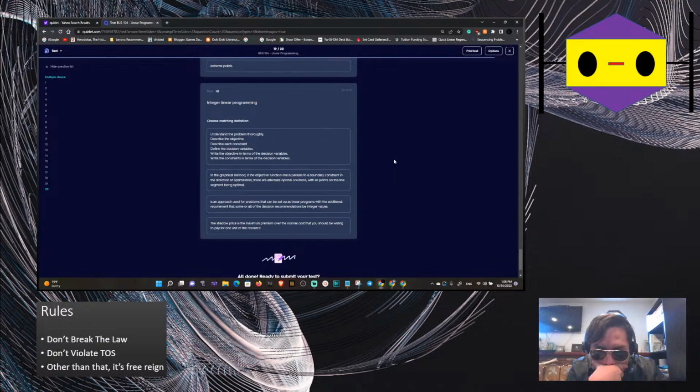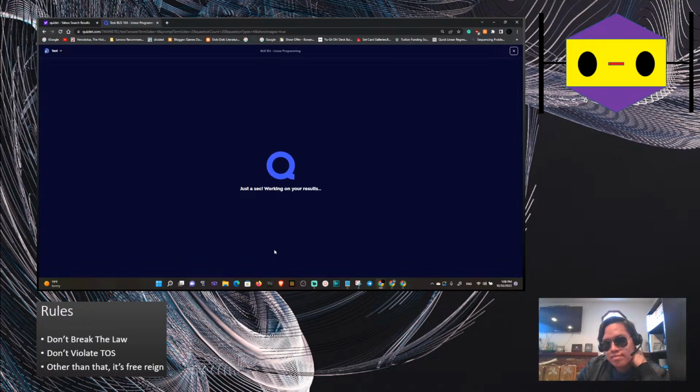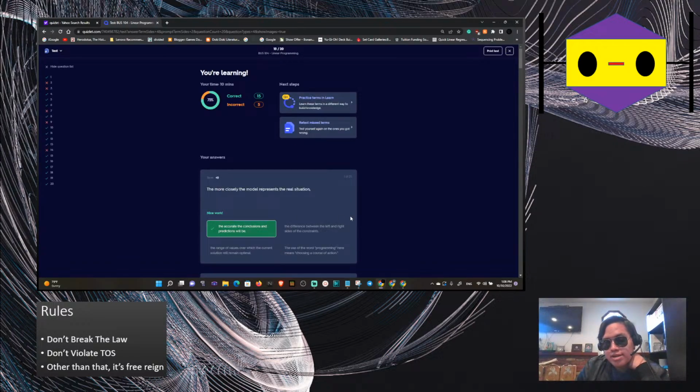It can't be A. Graphical method. Integer linear programming is an approach used for problems that can be set up as linear programs with the additional requirement that some or all of the decision recommendations be integer values. I'm gonna go with C. Good. Okay. Oh, we got too many wrong.